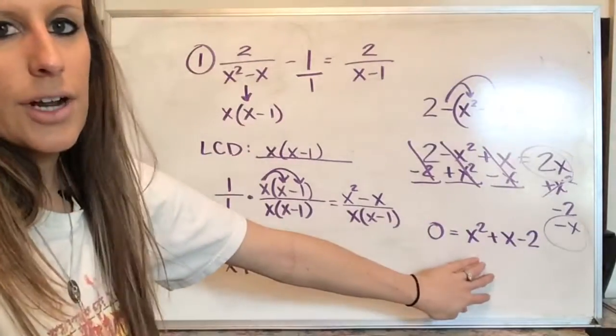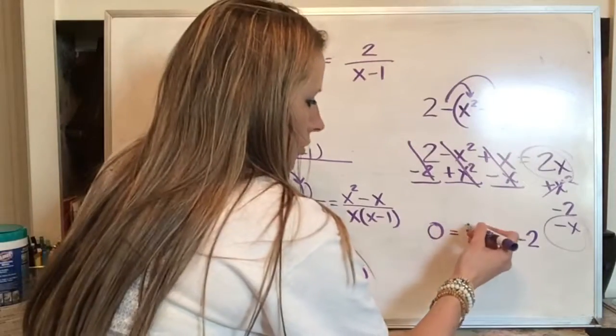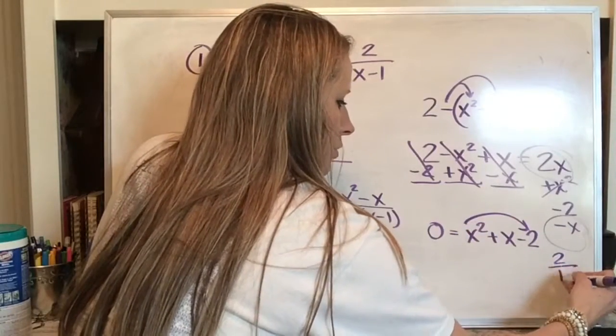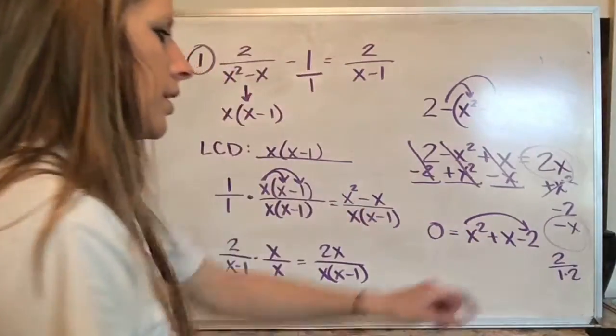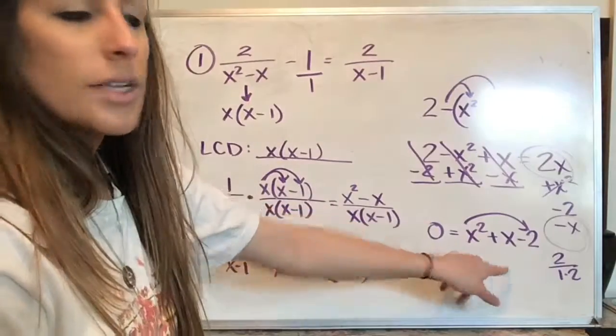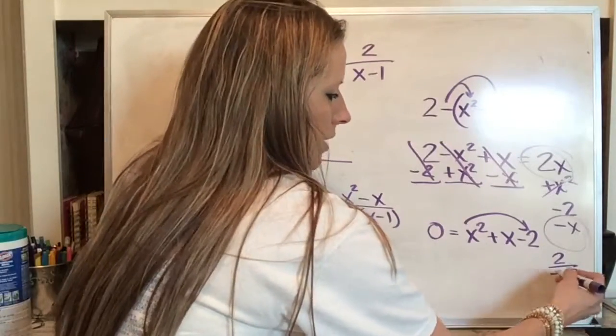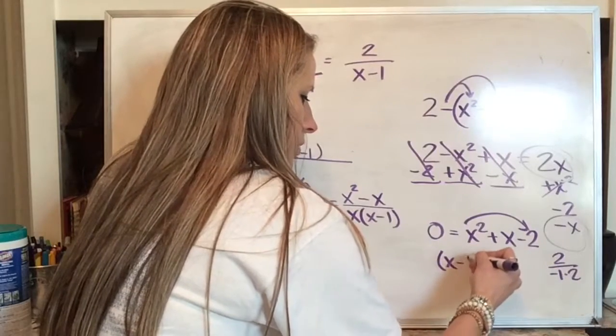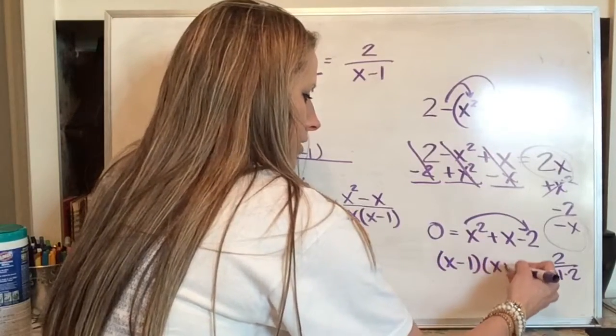And now we're going to factor it. So first times the last, that gives me 2. The factors of 2 would be 1 times 2. The only way we can get a positive 1 in the middle is to do 2 minus 1. Okay, so I'm going to have an x minus 1 and an x plus 2.